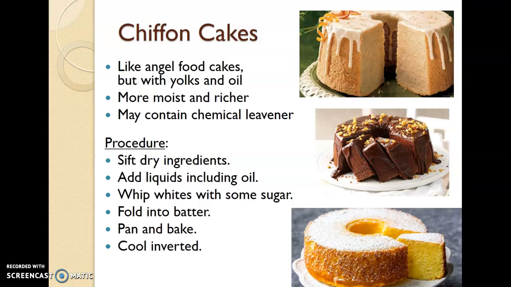The basic procedure is sifting your dry ingredients, adding all your liquids, including your oil, all at one time, whipping your egg whites with a little bit of that sugar and folding it in. So we're still whipping our egg whites, but our yolks again are part of the batter. We're going to pan and bake it, and again cool it inverted to make sure that it can maintain that structure.